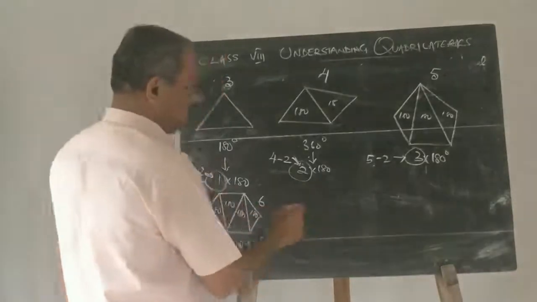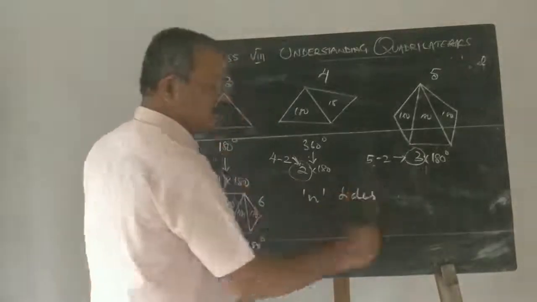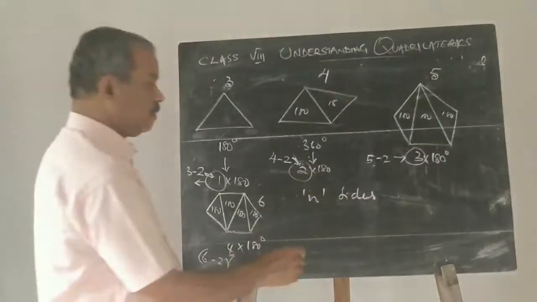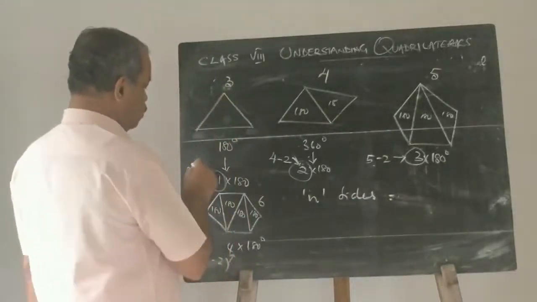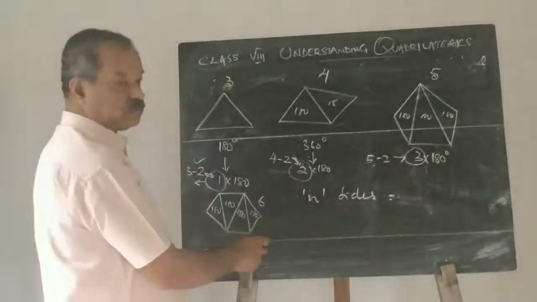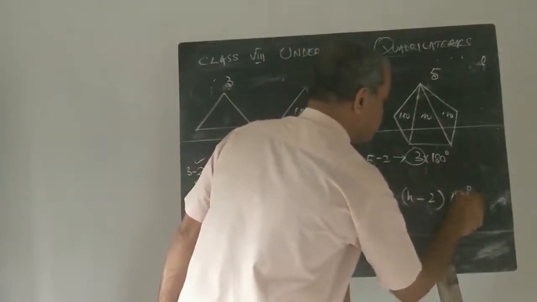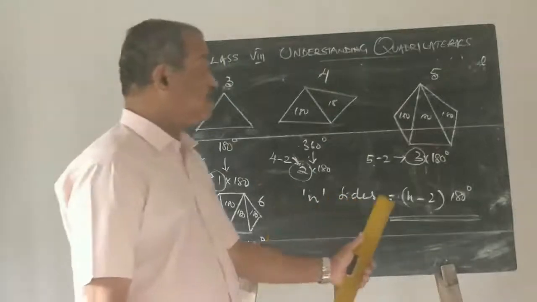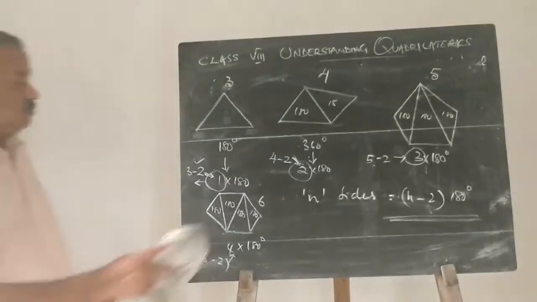So in this manner, suppose the polygon has n sides. What will be the measure of all the interior angles of an n-sided polygon? 3 minus 2, 4 minus 2, 5 minus 2, 6 minus 2. So (n minus 2) times 180 will be the sum of all the angles of an n-sided polygon.